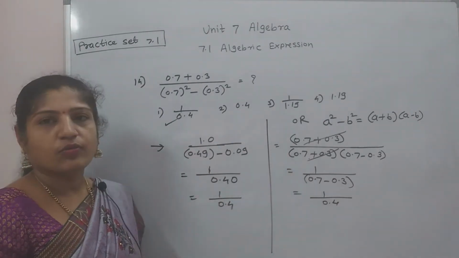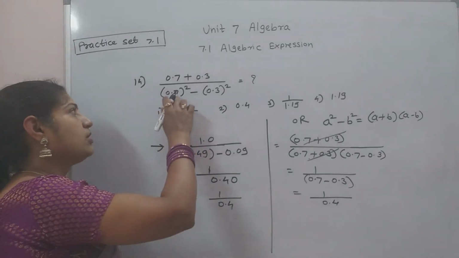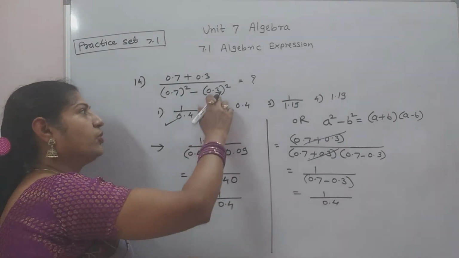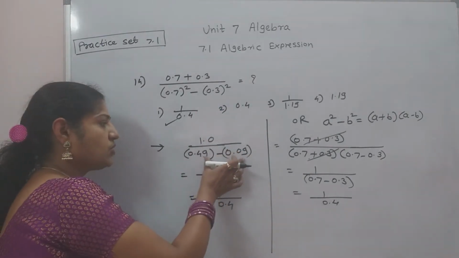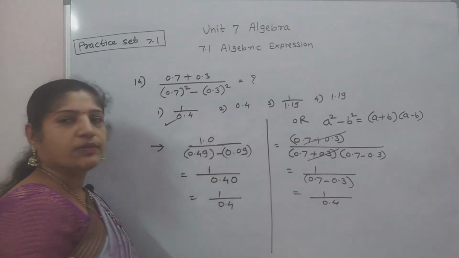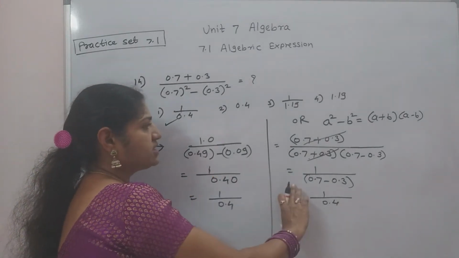Here I use the formula. Here I solve the example. Only solve. 0.7 square, 0.49. 0.3 square, 0.09. So subtraction of these numbers, 0.40. Addition of both the numbers is 1. 1 upon 0.4. Use this method or this method.